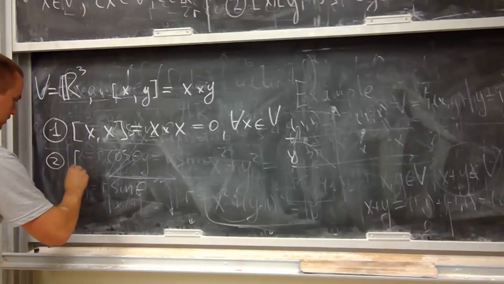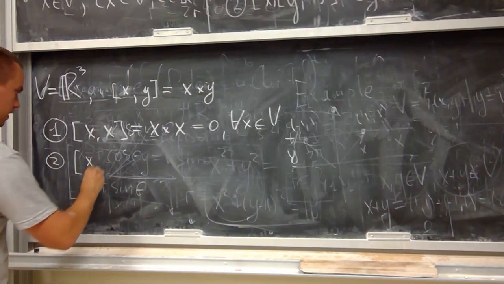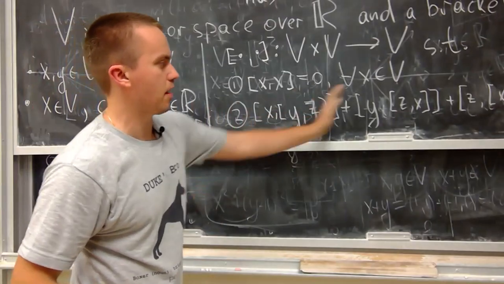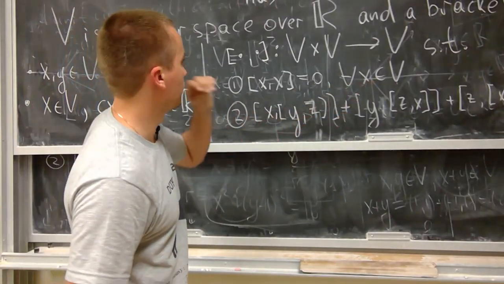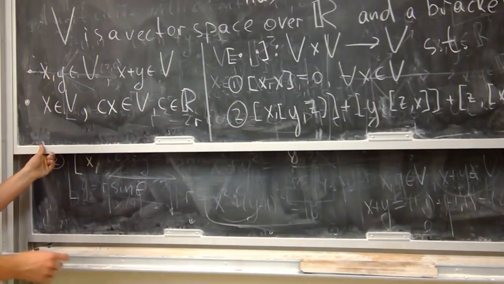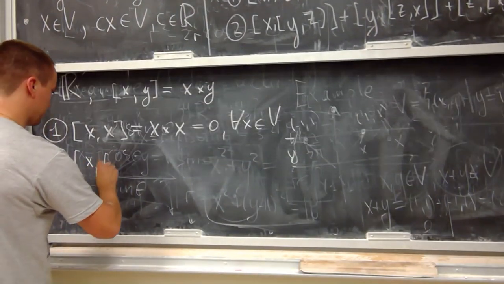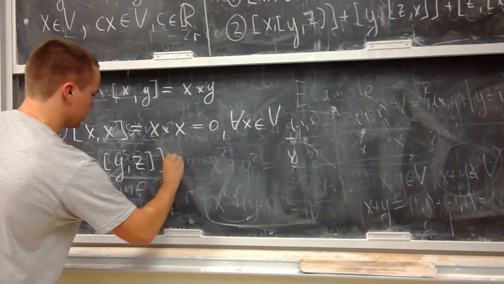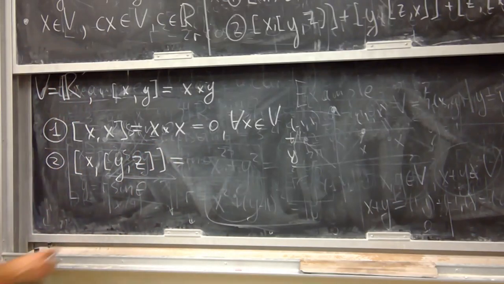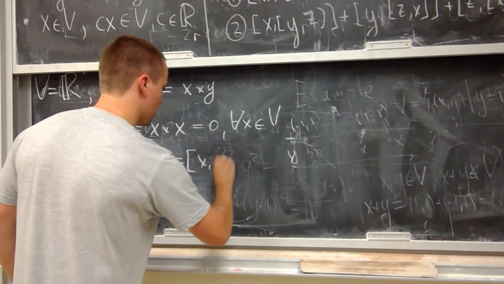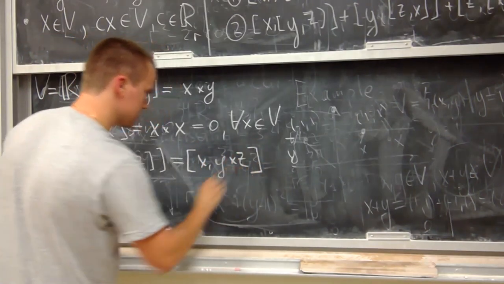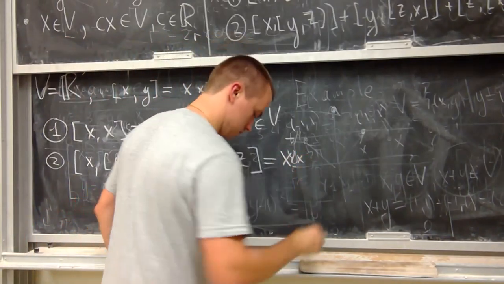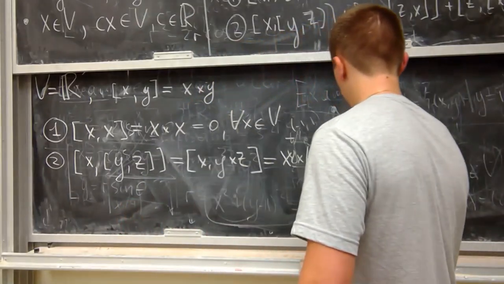There is one formula that I can use. So let's try. We want to check if I take any two vectors, I will add them up, their Jacobi brackets will sum up to zero. So let's first figure out how I can represent my second bracket, the bracket of x with the bracket of y and z. So what is it equal to? It equals x cross product of y cross product z. Yes. And then it equals x cross product y and z.